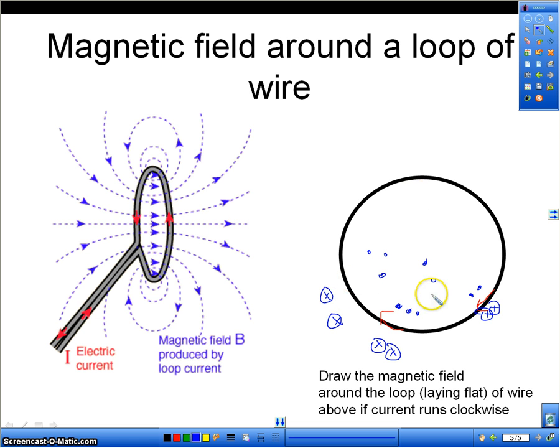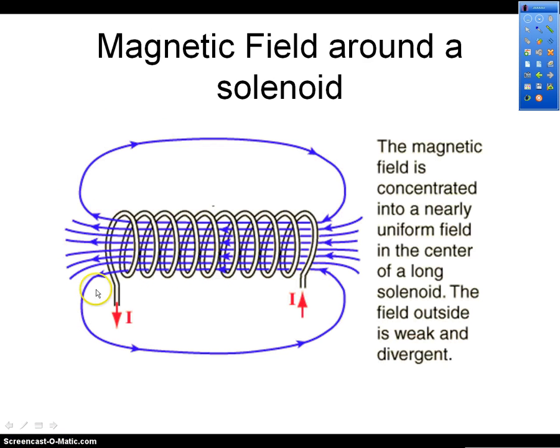Now, why is this important? Because a single loop, although it's interesting, is not usually what we deal with. We usually deal with multiple loops, like on the next slide. So when you have multiple loops, it's called a solenoid, when you have many, many loops, and that creates a magnetic field that runs all the way down the center of that solenoid and comes out and goes on the other side. So the solenoid starts to act more like a bar magnet, with a north end and a south end, and a nice, strong magnetic field on the inside of that solenoid.